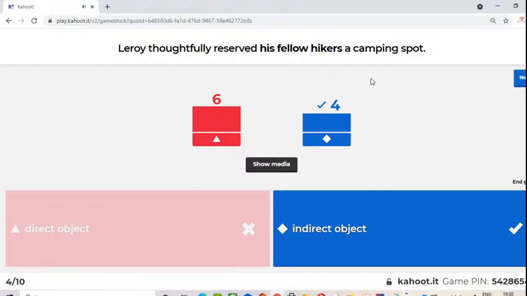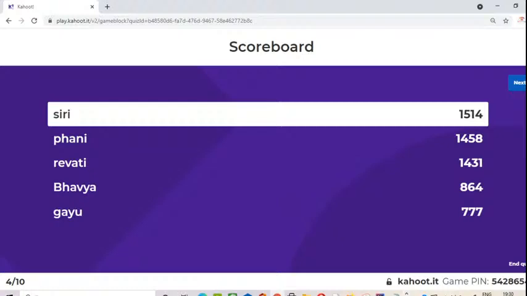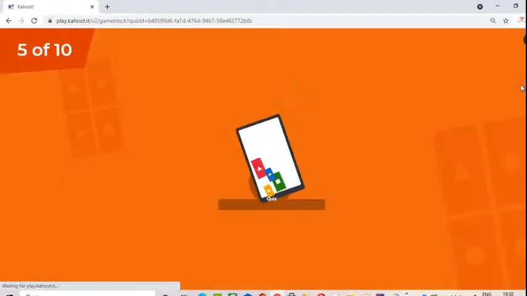Okay, I've got all the answers and four of you are correct this time. That's very good. They are an indirect object. So now let's move on to the next question. So there's a change in the scoreboard. That's Ram have come up. That's very good, Ram. You're on the podium. So now let's move on to the next question.